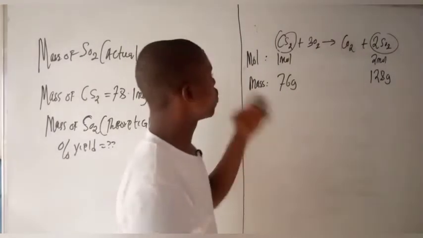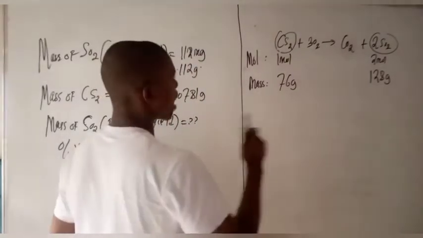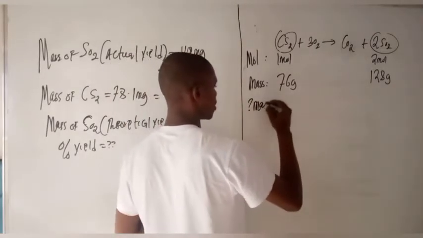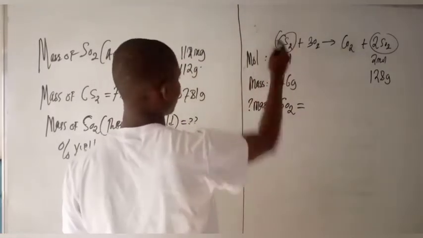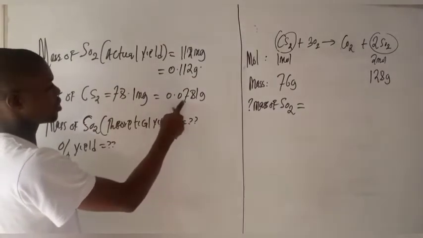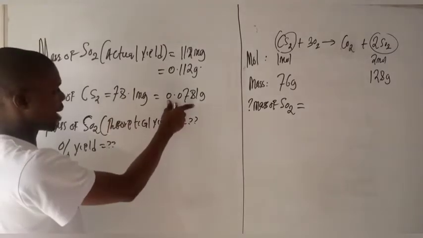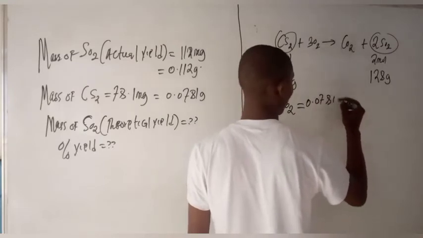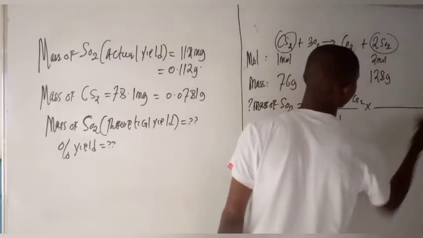So this is the first thing you want to do in order to calculate the mass. Remember, we actually want to look for the mass of this one here, right? So we're going to do mass of SO2 equals to. Now we are being given the mass of carbon disulfide in the question. The mass given to me is 0.07781 grams. Remember, it was given to me in milligrams, so I have to convert to grams. So now I'm going to do 0.0781 gram of CS2 over 1 times.